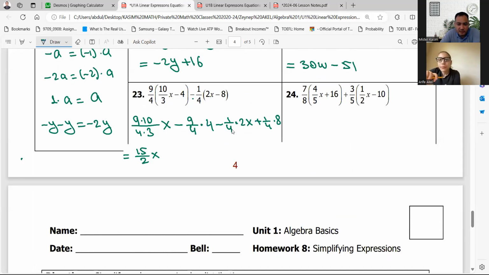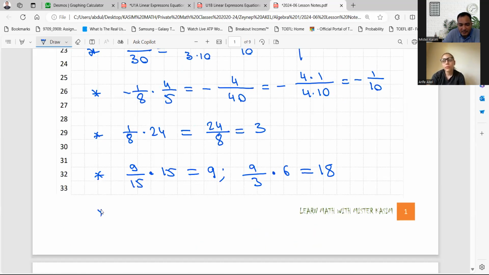So anyways, let's continue. You should be able to see this immediately. 9 over 4 times 4 equals 9. So here we have minus 9. Right? And now, Zainab, can you tell me what is 1 over 4 times 2? Well, we can divide 4 by 2, which is 2, so the answer is 1 over 2.